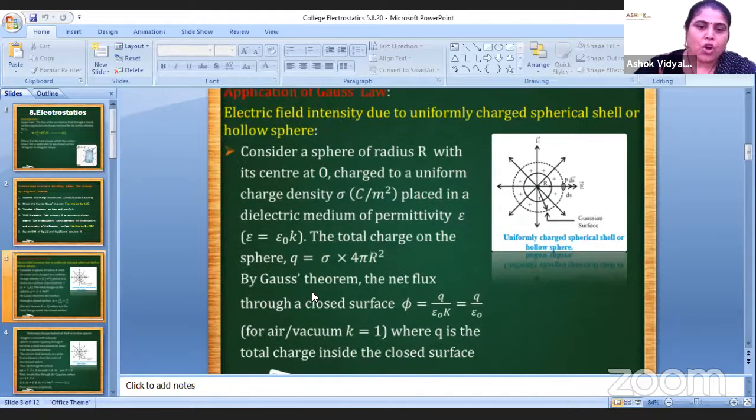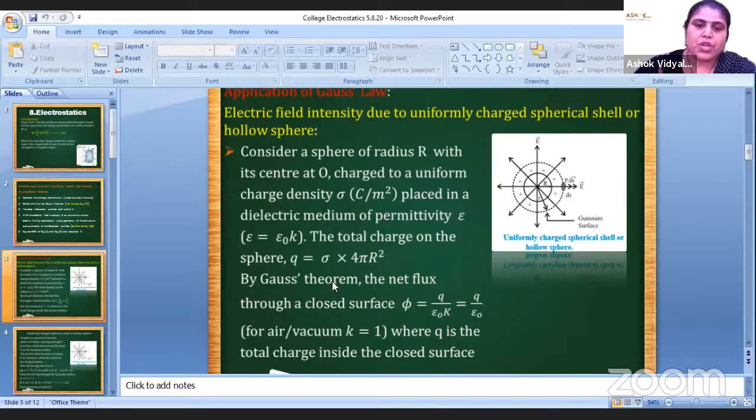Now therefore, by Gauss theorem, with the help of common steps, we got the first equation, which is given by the Gauss theorem. That is, the flux phi is equal to q upon epsilon naught k, where k is a constant. If the surface or the area we consider is air or vacuum, then k is equal to 1, where q is the total charge inside the closed surface.